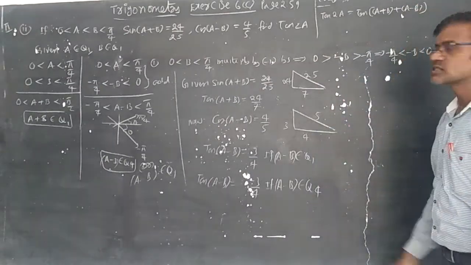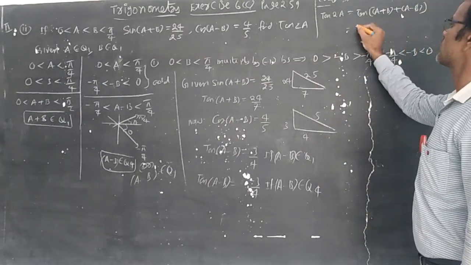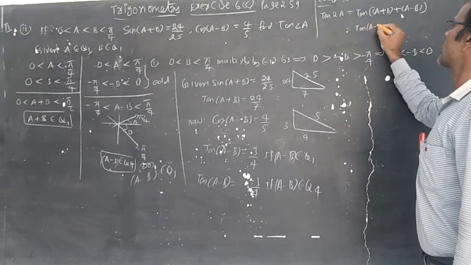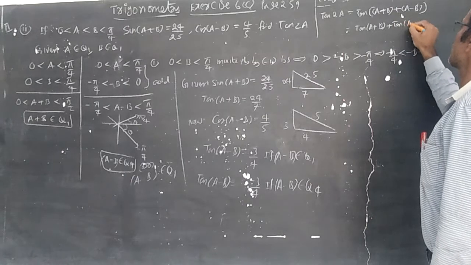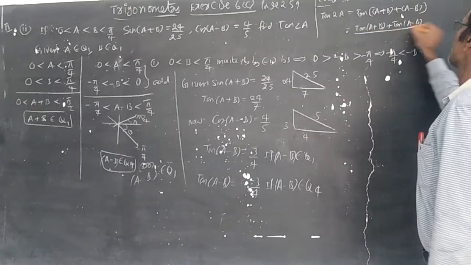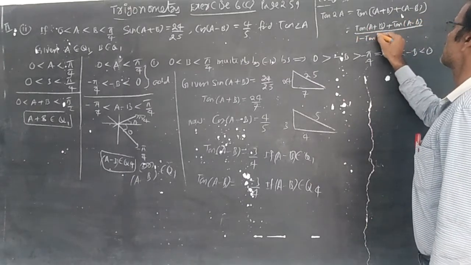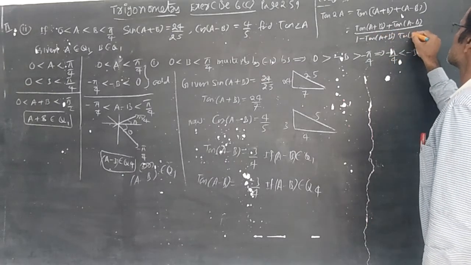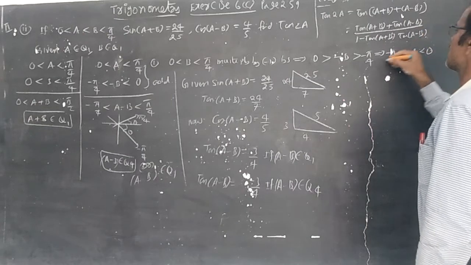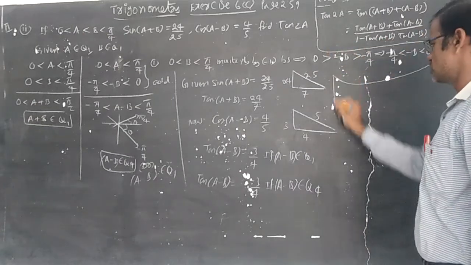B and minus B get cancelled, but you will get a formula. The formula of tan of alpha plus beta concept: tan alpha plus tan beta by 1 minus tan alpha tan beta. So tan of A plus B plus tan of A minus B by 1 minus tan of A plus B into tan of A minus B.